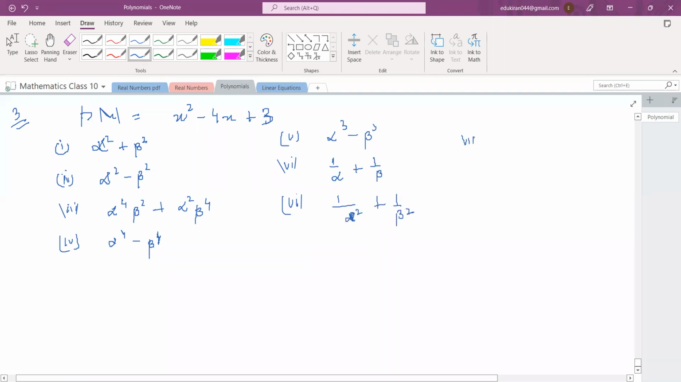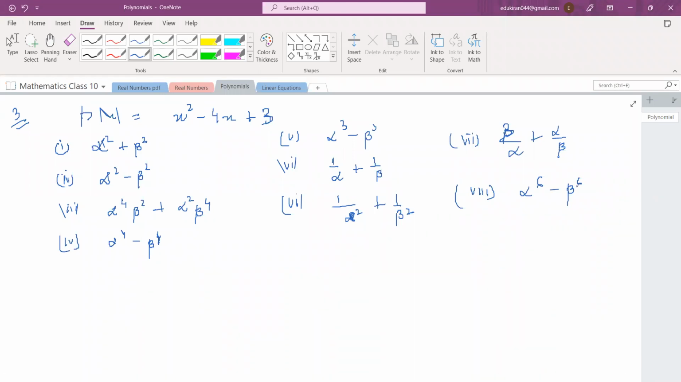Then you can be asked like this: beta by alpha plus alpha by beta. Then eighth one, alpha 6 minus beta 6. So this kind of questions can be asked, right? We will do one or two types. Now let us try to look at the first one. We have just done the first one, alpha square plus beta square, right? We have to make use of the identities here.